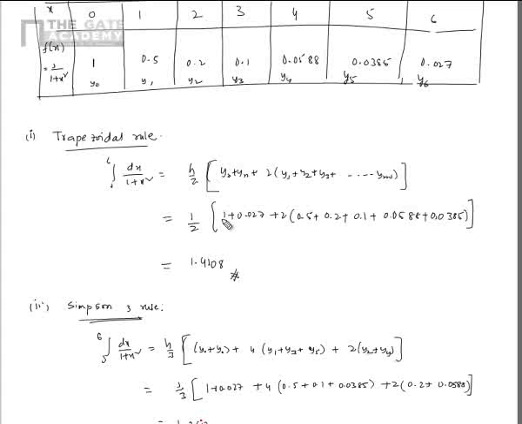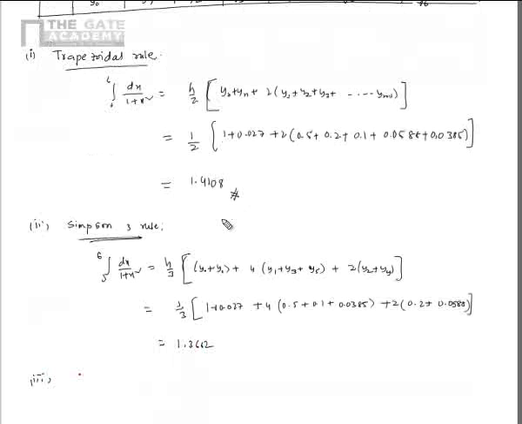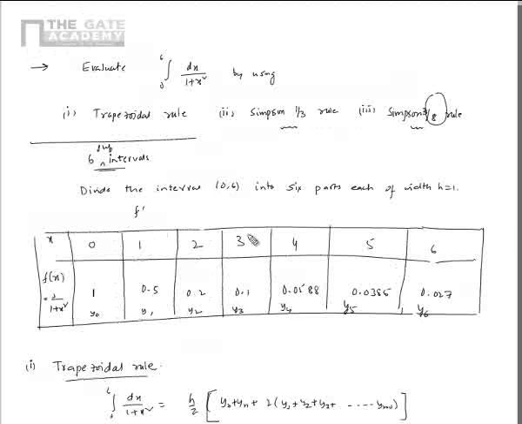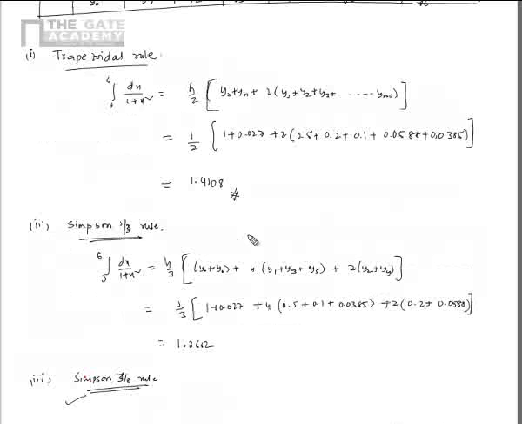Okay, so now let's see Simpson's 3/8 rule. So that was the 1/3 rule. Because you will get 3h by 8 in the formula, that's why it's called the 3/8 rule. So let's see how to apply this Simpson 3 by 8 rule.